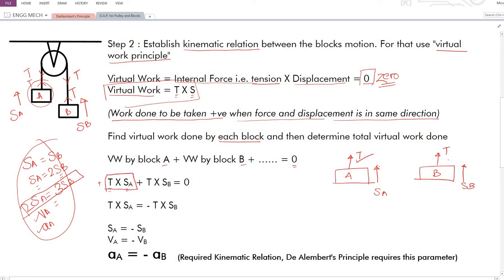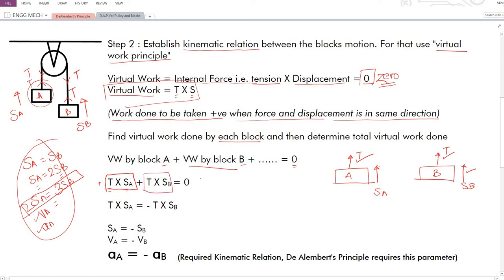Similarly, in the case of block B, when we drew the free body diagram, we can clearly see that tension is going upward and also the motion of block B is upward. Thereby it maintains that force and displacement are both in the same direction. That's why the virtual work done by block B is taken positive.